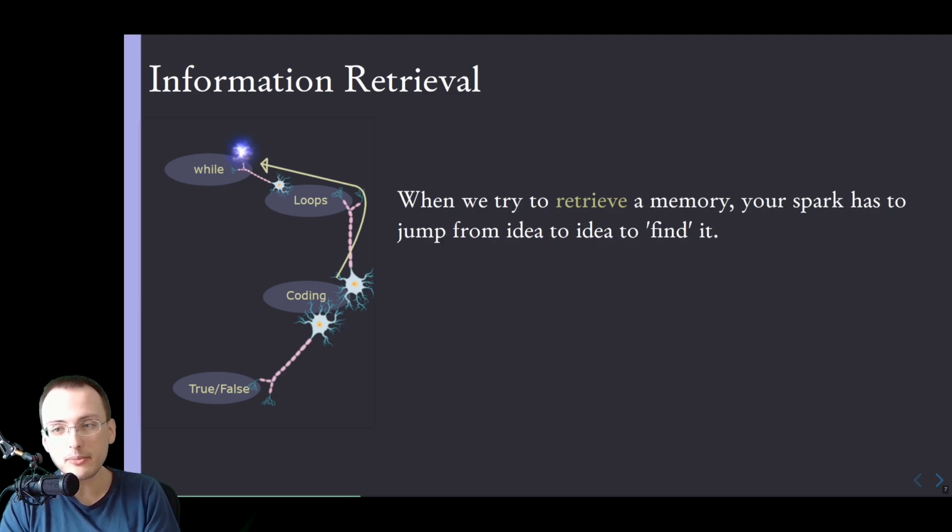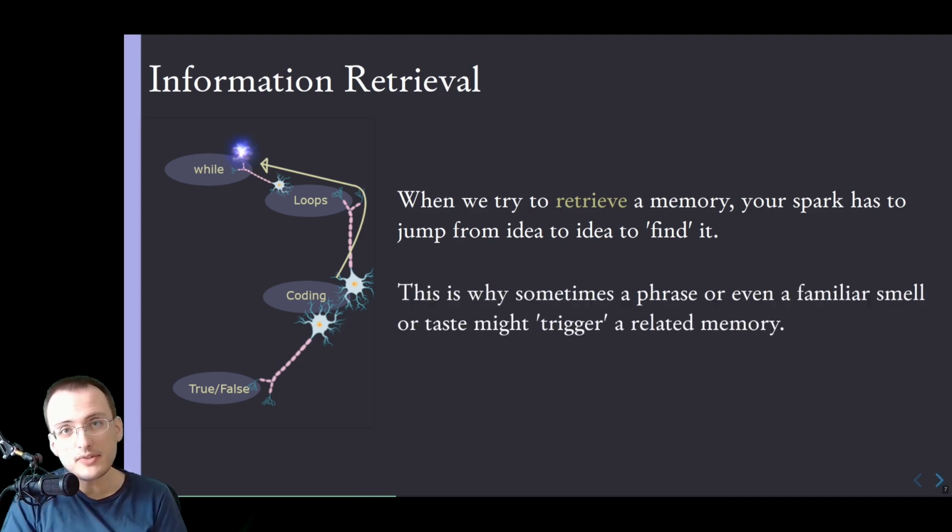Normally, when we try to retrieve a memory, your spark has to jump from idea to idea to find it. You say, okay, I am doing a coding task. Specifically, I'm trying to build a loop, and once you're at loop, your executive function can see those related ideas. You can't just jump immediately there. You have to follow the pathway of connections that your brain has made. This is why when you experience a sensory input, a familiar smell or a taste, that can trigger a related memory. Your executive function has been pulled to one part of your concept map, and from there it remembers all of these things related to it.